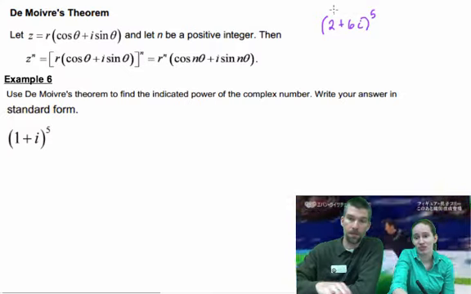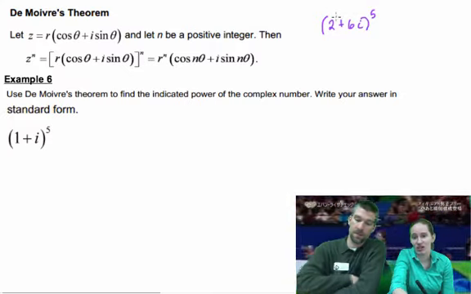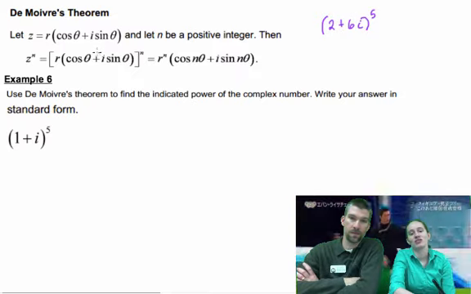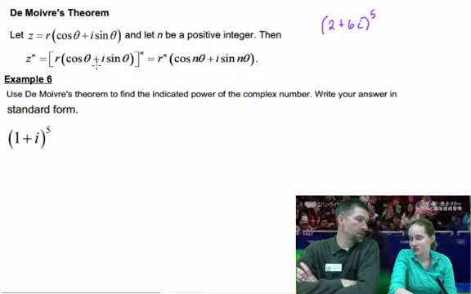You have to FOIL, distribute, whatever you want to call it, a bunch of times. You'd be really unhappy with us. Nobody wants that. That could be the test question. That's how long it'll take.